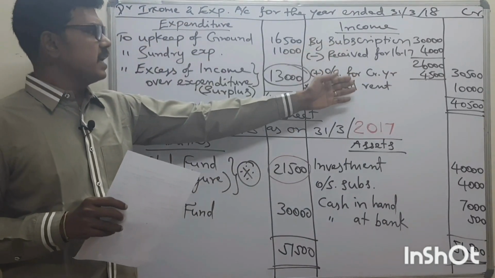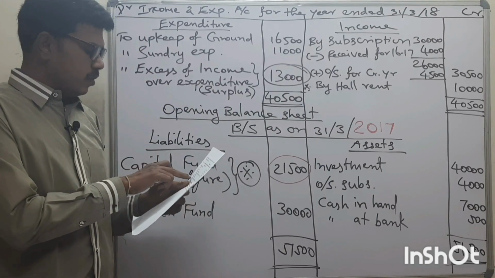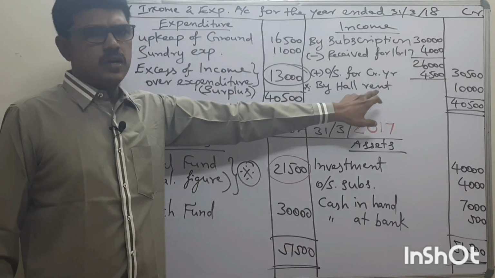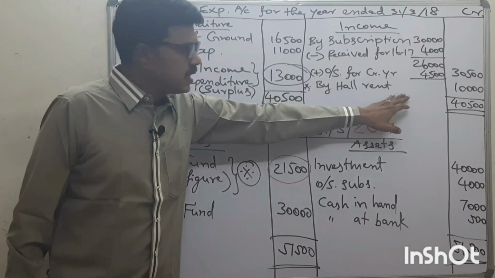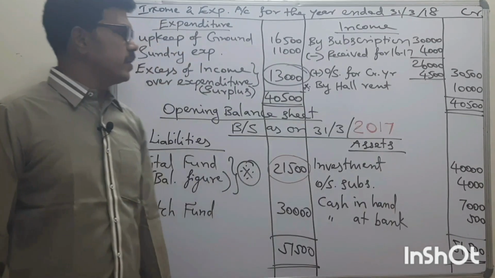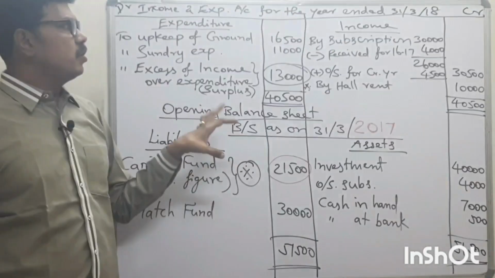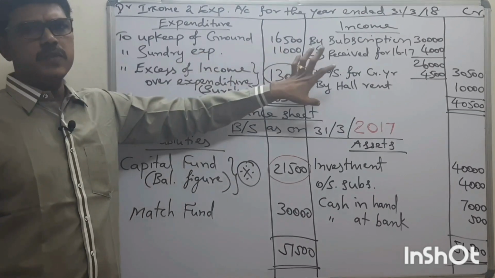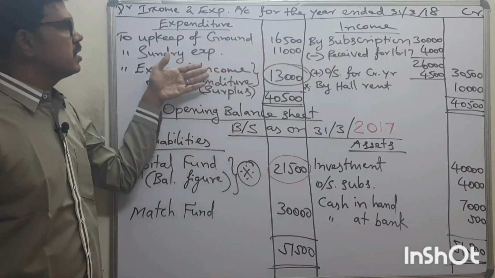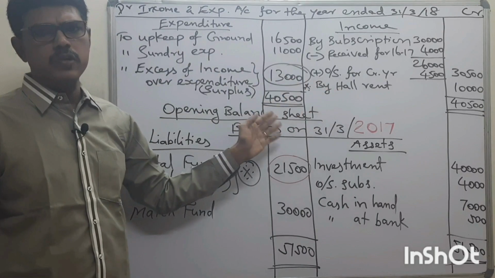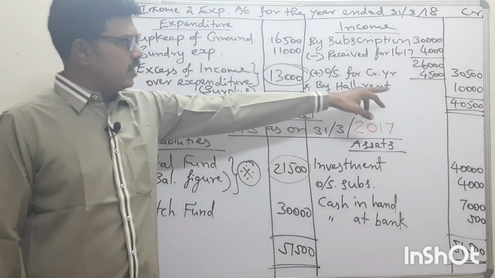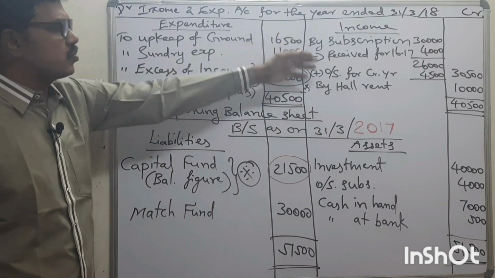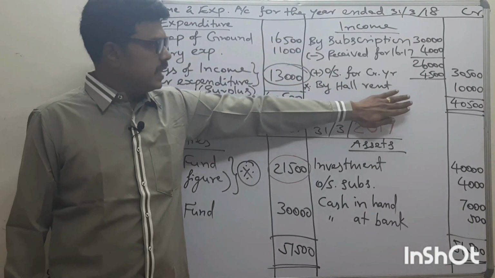If you see the receipt side, there is only one item here, hall rent 10,000. Hall rent is the income, 10,000 rupees. After verifying that we have extracted all the details of expenditure and income from the receipts and payments account, we should see on which side the total amount is high. Here, roughly we can understand 30 plus 10, 40, here only less than 30,000. So the total amount is high on the credit side.